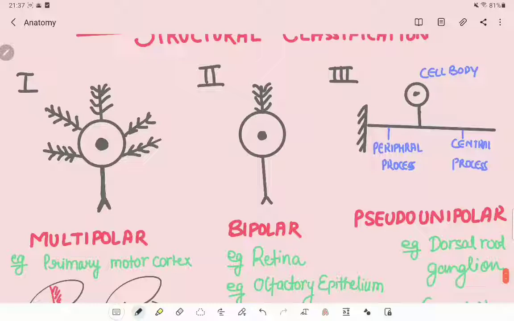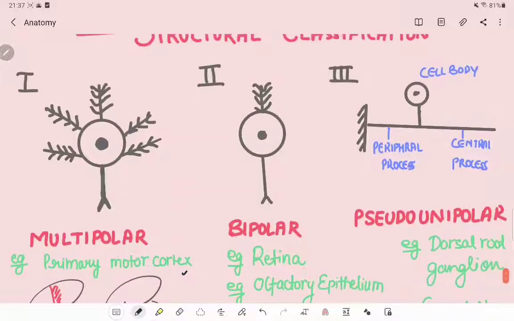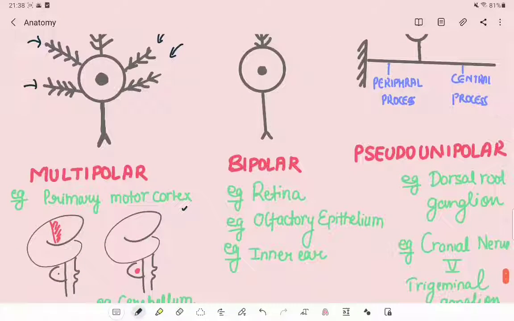The multipolar neurons are found in most places of the body, for example in the primary motor cortex or in the cerebellum, because they have to gather information from a lot of areas. So there are a lot of dendrites, which are useful in gathering information from all directions. Alright, this is the function of multipolar neurons. Bipolar neurons, you have to remember, are located in the retina, the olfactory epithelium, and the inner ear. Alright, retina, olfactory epithelium, and inner ear.